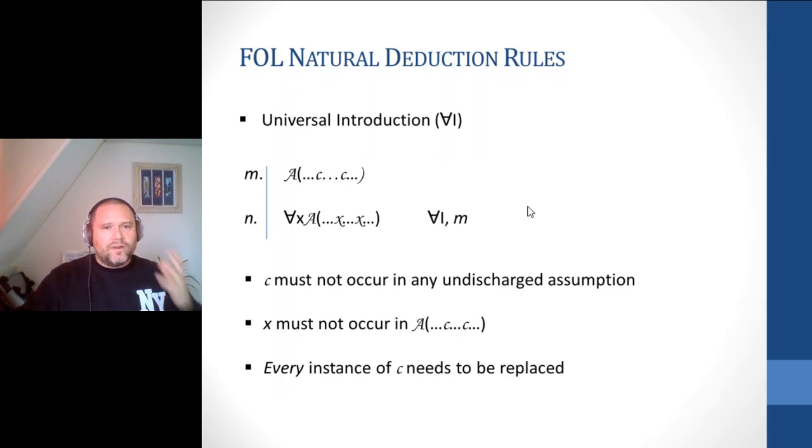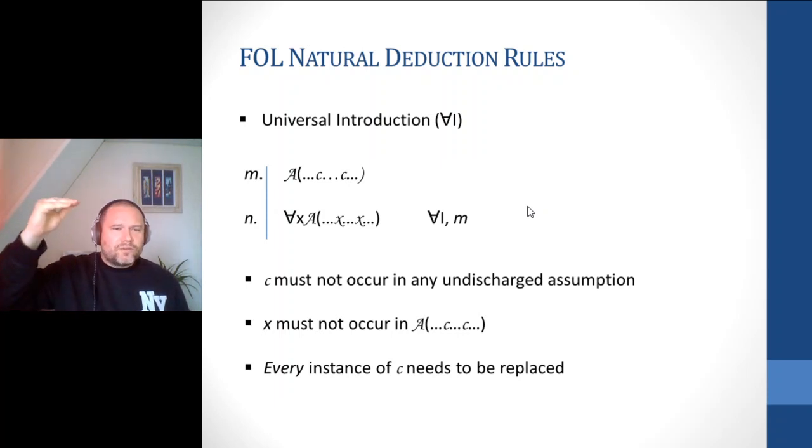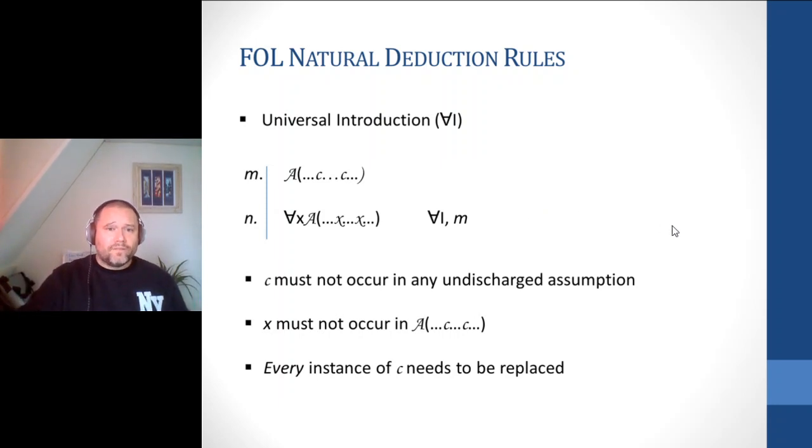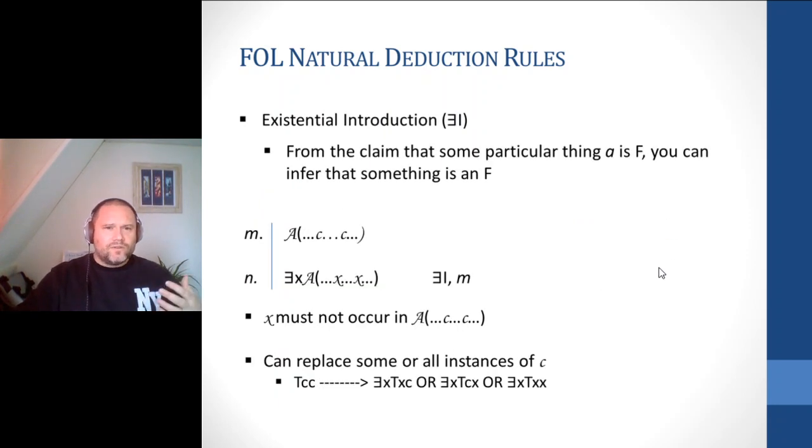So there we go. We've had universal elimination, which basically says that if we know the universal is true, then we can derive any instance we like. And we have universal introduction, which says that if we have an arbitrary instance, then we can derive the universal. So that's our first pair. Our second pair has to do with the existential quantifier. Our first rule here will be existential introduction.